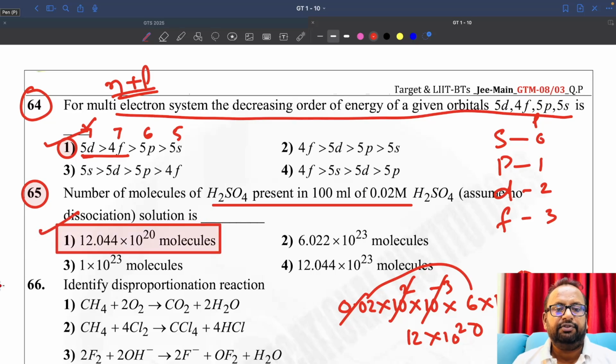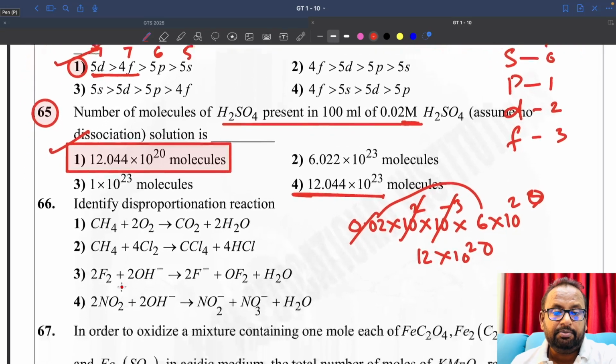Right, 65th one is option 1. The question is tricky, take a look. You have to calculate per 1 liter, then only you will get it. Otherwise, you end up with a wrong answer. Okay, so that's the tricky part here.